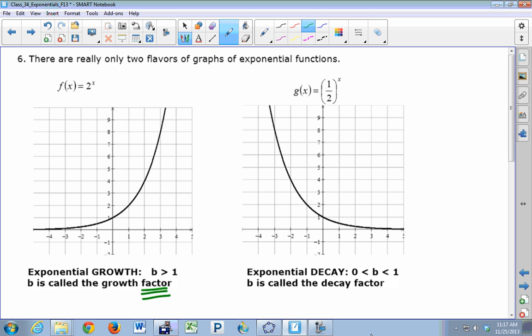Triple, right? Okay, so b equals 2 here. Everything increases by a factor of 2. A factor of 2 is just like doubling. Now with this second function, notice our behavior is very different.